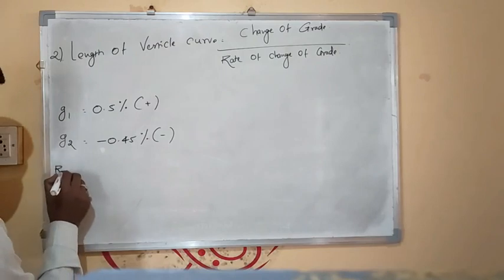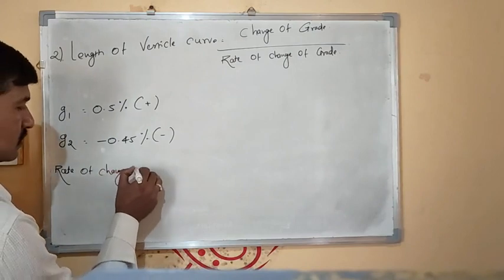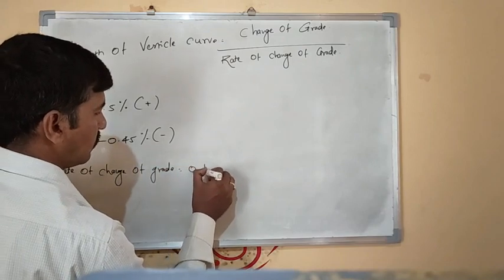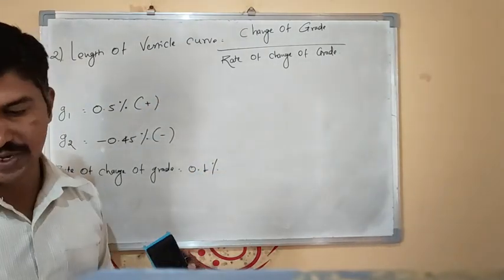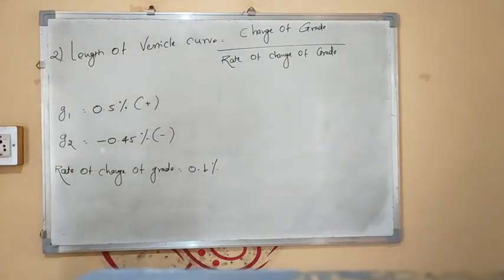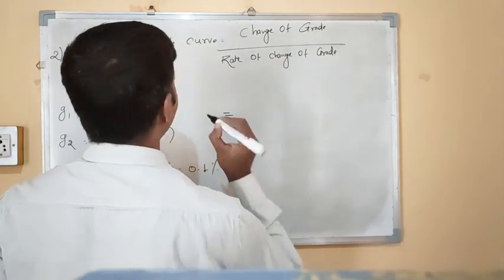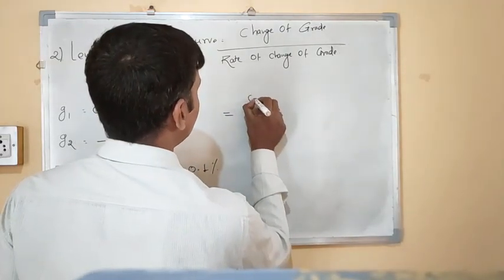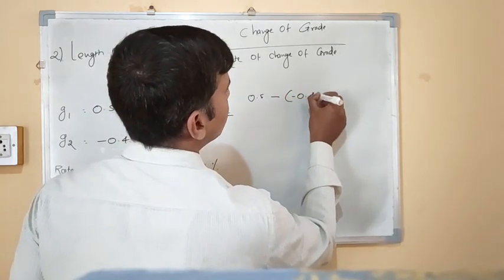The rate of change of grade is 0.1%. So this is the important data. By using this data, we have to calculate the length of vertical curve. So we will put the values. The change of grade will be the difference between two grades. One grade is positive 0.5% minus the second grade, which is minus 0.4%.